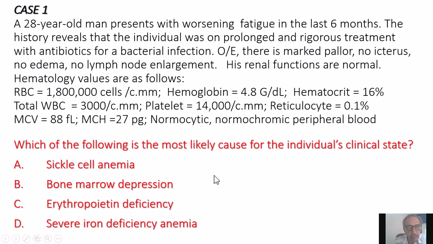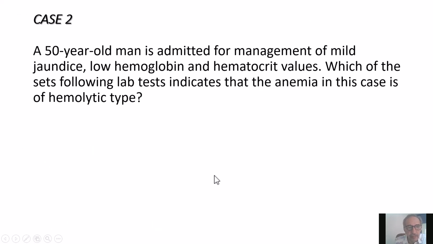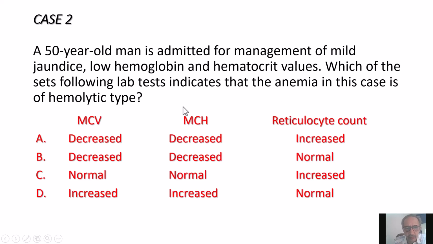That's the answer B. Second case, a 50-year-old man is admitted for management of mild jaundice, low hemoglobin, and low hematocrit values. Which of the following sets of lab tests indicates that the anemia in this case is hemolytic type? So a set of lab investigations out of that: MCV, MCH, blood indices, reticulocyte count.